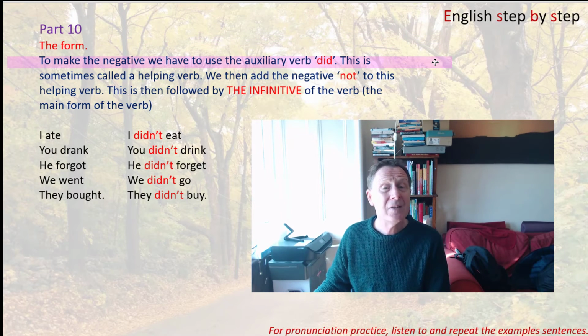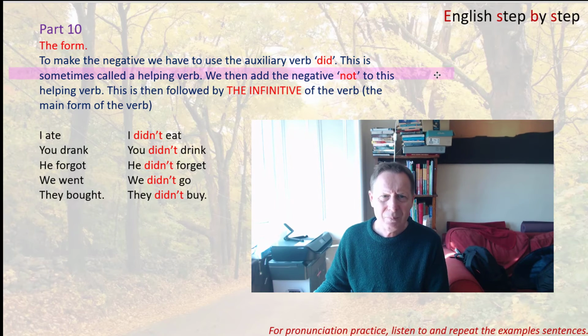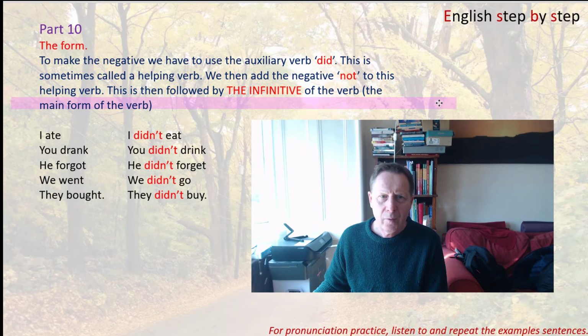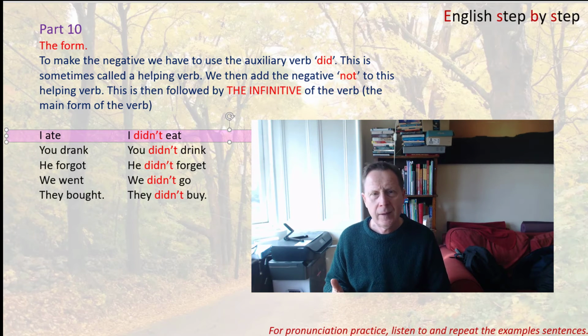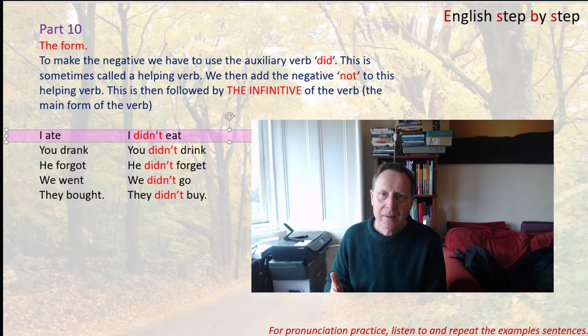To make negative, we have to use the auxiliary verb did, and this is sometimes called a helping verb. We then add the negative not to the helping verb. This is then followed by the infinitive of the verb, which is the main form of the verb. For example, I ate, and then the negative is I didn't eat. Now sometimes when people are learning or practicing these, they make a mistake and say I didn't ate. But remember, didn't is the past tense form. Eat is actually the infinitive. We don't say I didn't ate.